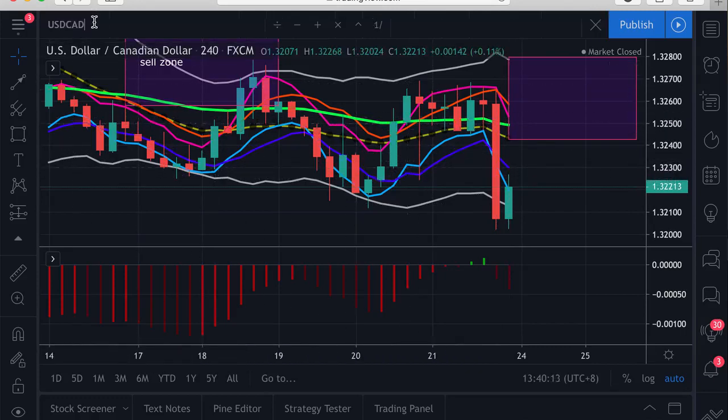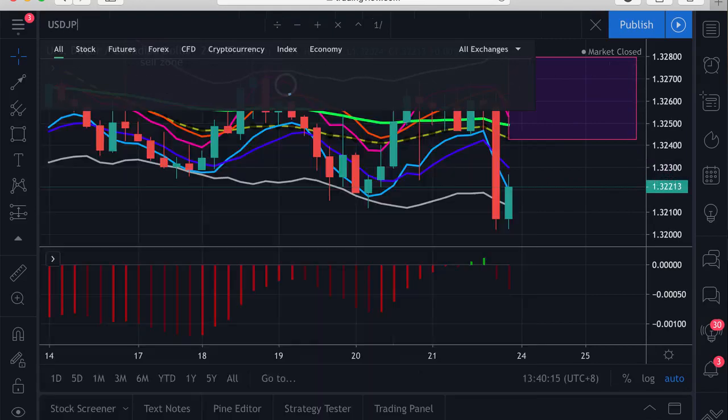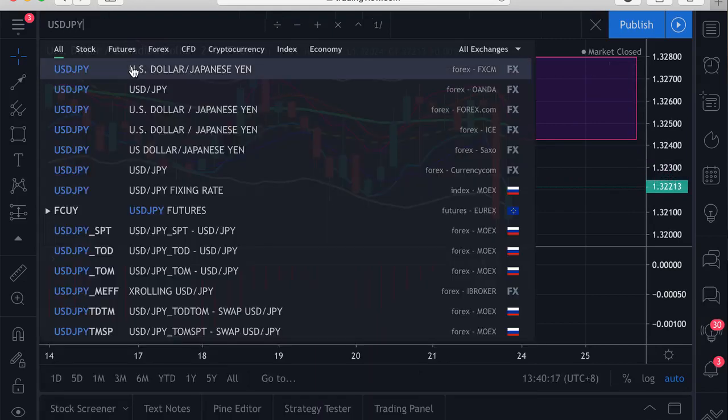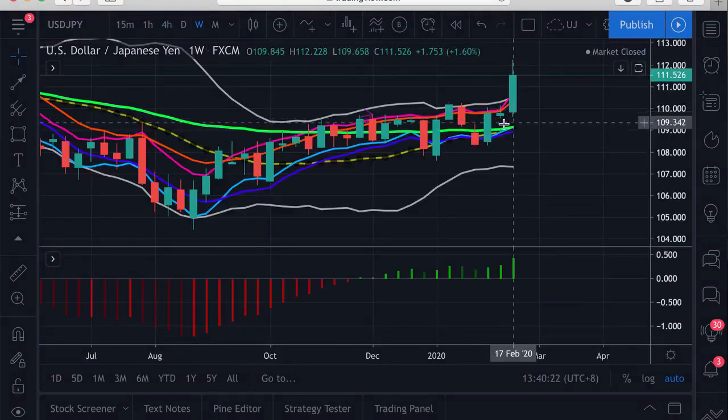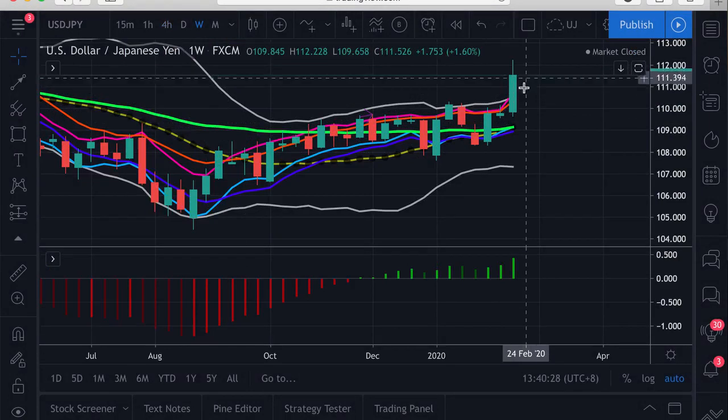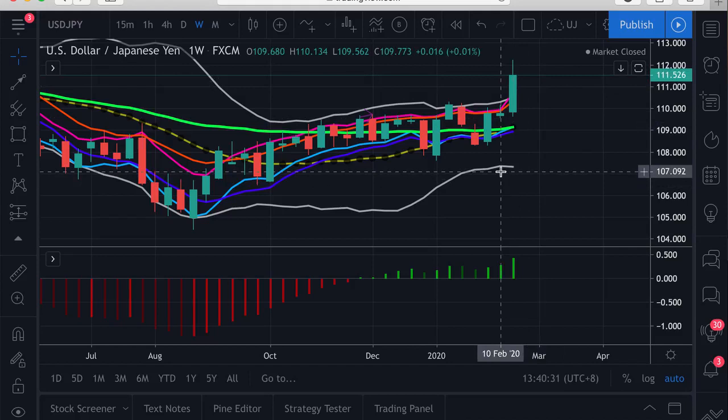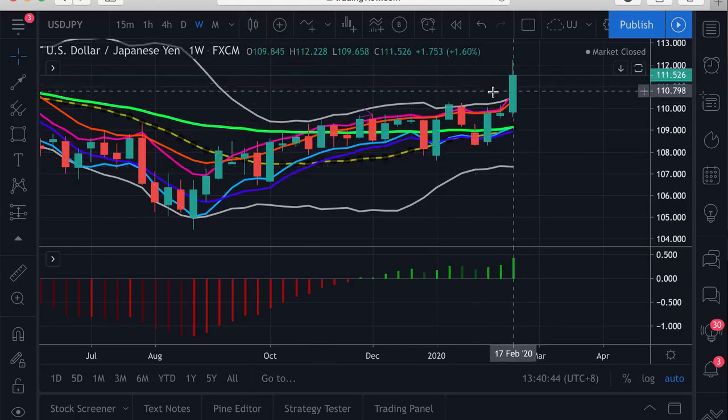Okay, next pair, USDJPY. For USDJPY in the weekly time frame, we can see the price is making a momentum buy. It closed as a momentum buy last week. However, similar to the previous pair, USDCAD, we can also see that the Bollinger Band is flat and not expanding. It's some sort of contracting, right? So this movement is not going to be long and strong.